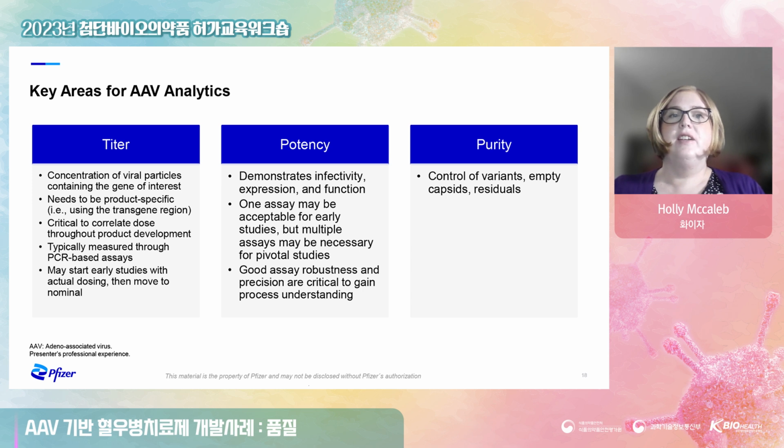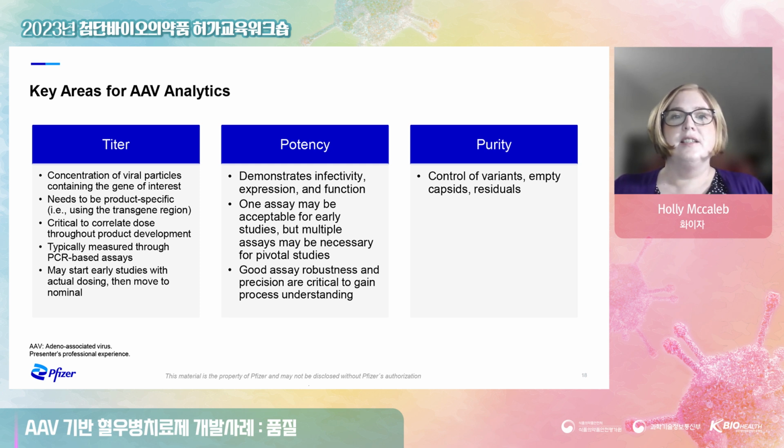Key areas for AAV analytics include titer, potency, and purity. Titer is the concentration of viral particles containing the gene of interest. Multiple types of assays can be used to measure viral genome or vector genome, or VG titer, but the assay needs to be product specific, as it is critical to correlate dose throughout product development. Many early studies start off dosing with actual lot titer, then transition to nominal dosing for late stage or commercial.